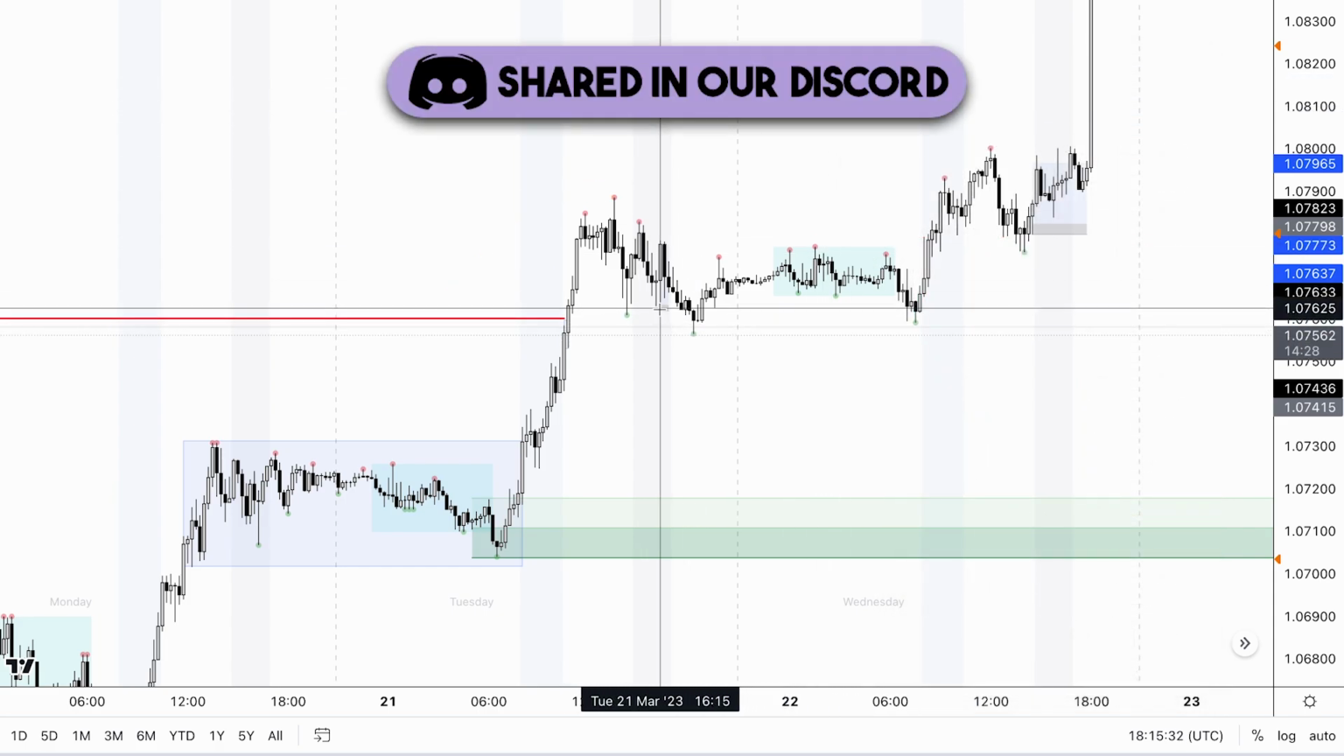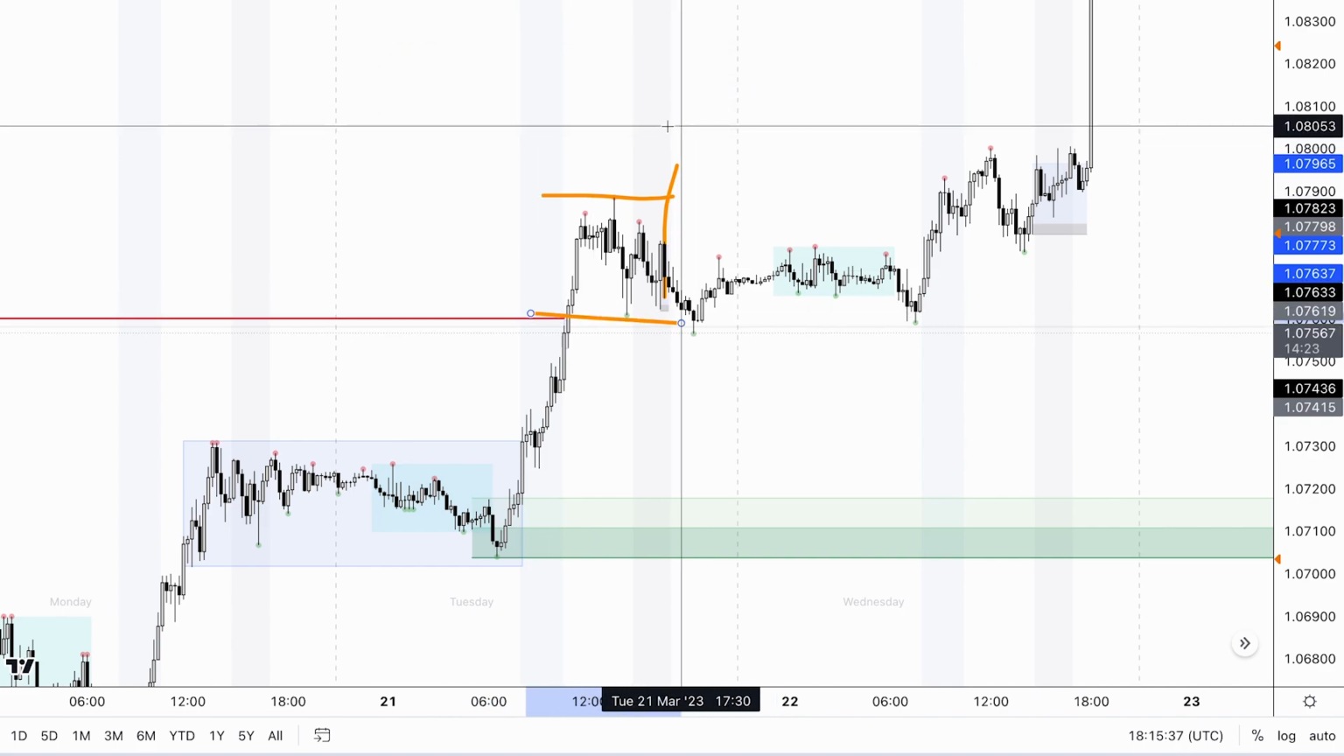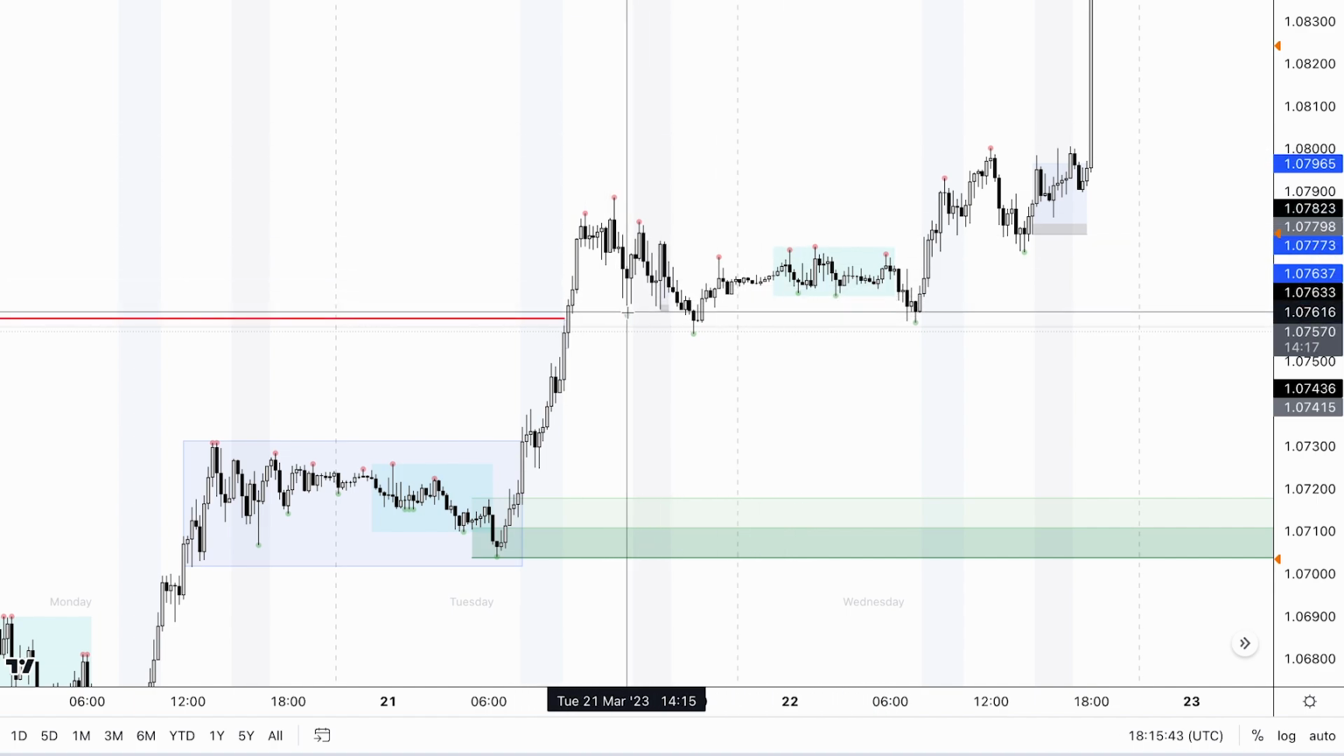So for me, just personally, I was expecting that price was going to see a continuation of the momentum that we're currently seeing now. So I wanted to hold for a 1 to 15. It ended up taking me out for a break even on that one, which is fine.